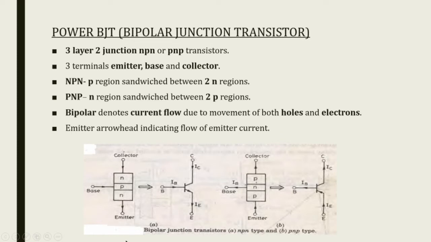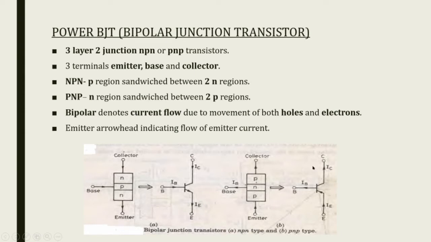collector, base, emitter. In the case of NPN you can see collector, this arrow indicates the direction of current flow. Collector current is coming in, base current is coming in, and emitter current is going out. In case of PNP, collector current and base current are going out and emitter current is coming in. And also here in the case of NPN transistor, one P region is sandwiched between 2 N regions, and in case of PNP transistor, one N region is sandwiched between 2 P regions.